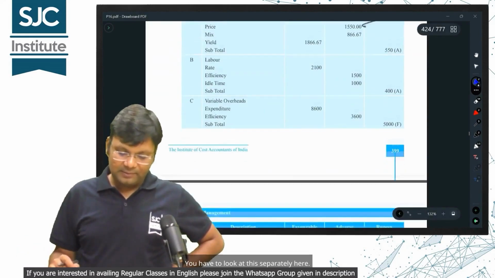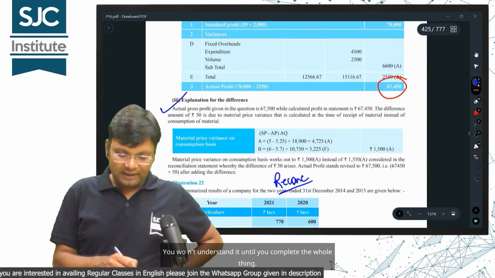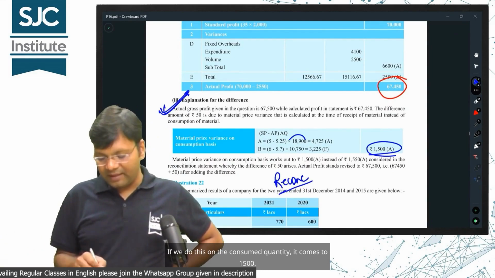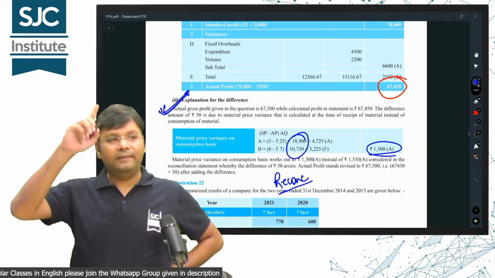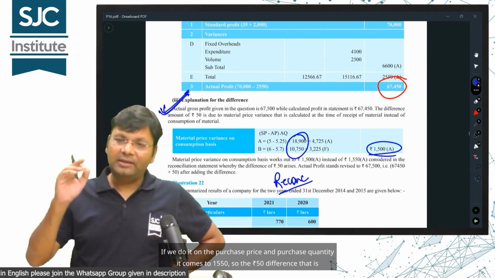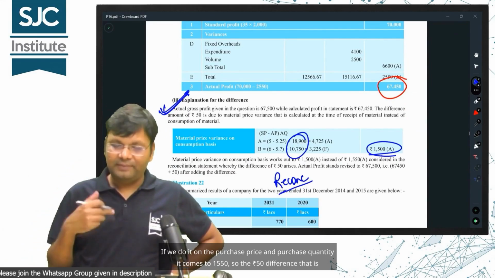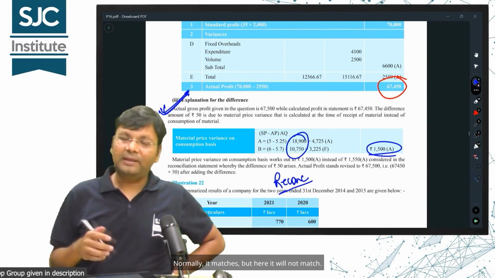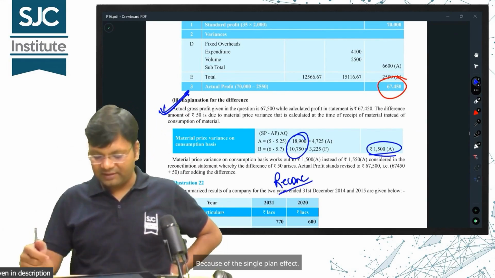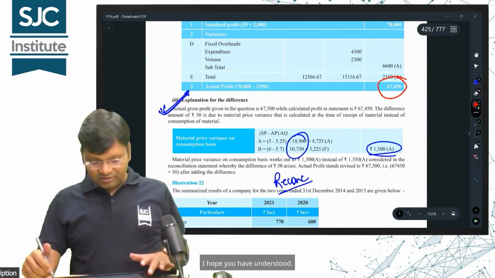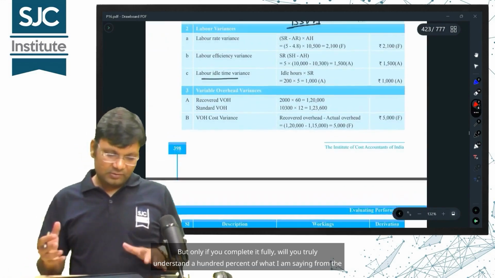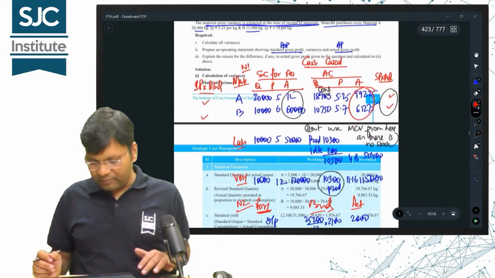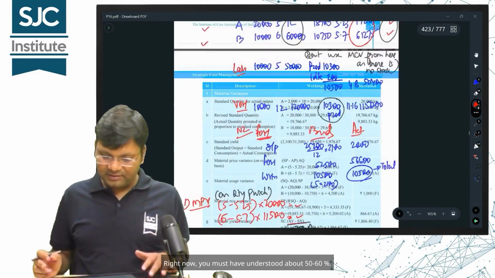You have to look at this separately here. You won't understand it until you complete the whole thing. If we do this on the consumed quantity, it comes to 1500. If we do it on the purchase price and purchase quantity, it comes to 1550, so the 50 rupee difference that is coming here is the same thing being shown here. Normally, it matches, but here it will not match, because of the single plan effect. I hope you have understood. But only if you complete it fully will you truly understand 100% of what I am saying. Right now, you must have understood about 50 to 60%.